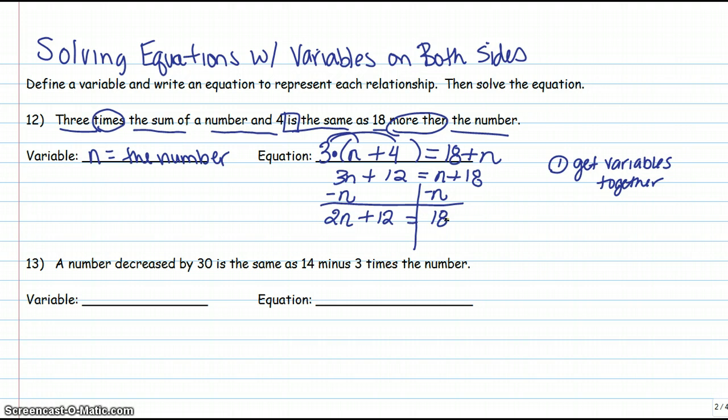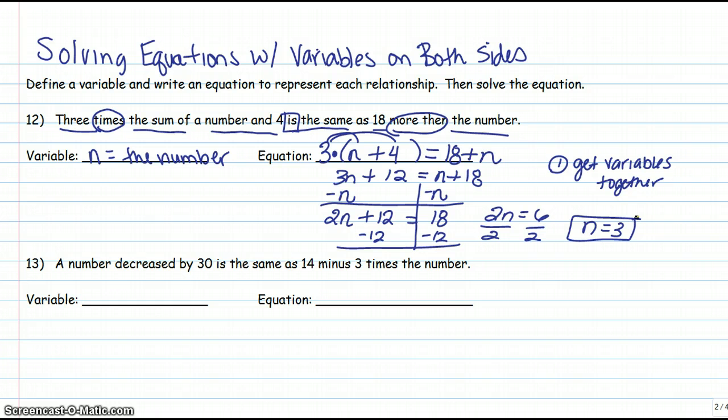Okay, then I just continue with my inverse operations. I subtract 12 on both sides. So I get 2n equals 6. Divide by 2 on both sides. n is going to be 3.